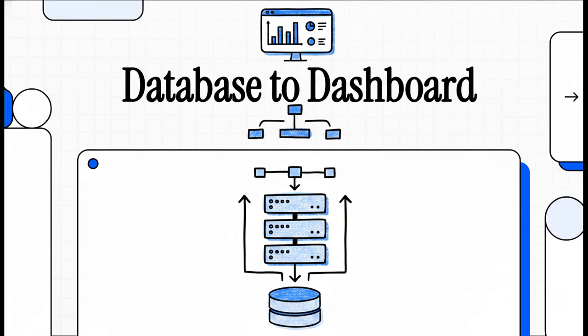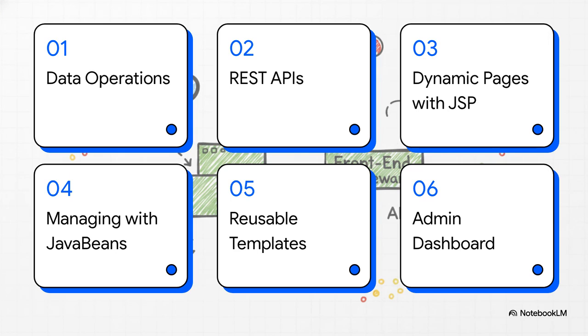To help us out, think of our web application as a busy, high-end restaurant, where we'll go from the pantry all the way to the manager's desk. Here is our roadmap for today. We're going to cover data operations, REST APIs, dynamic pages with JSP, managing data with Java Beans, reusable templates, and finally wrap it up with the ultimate admin dashboard.